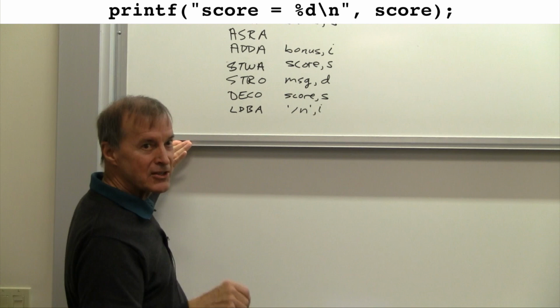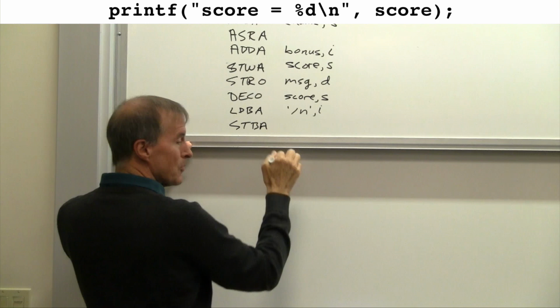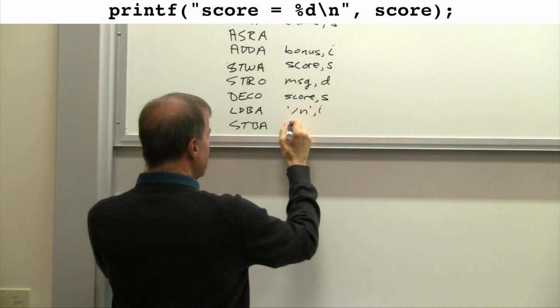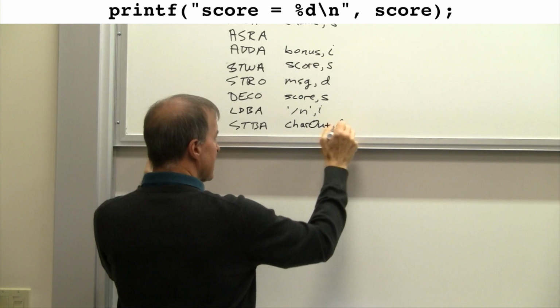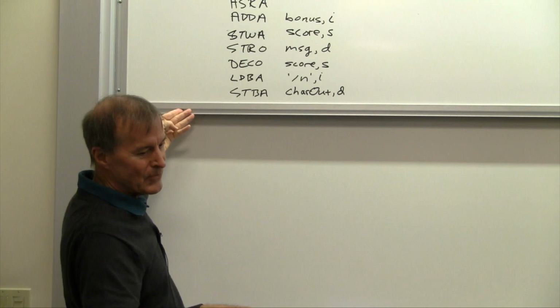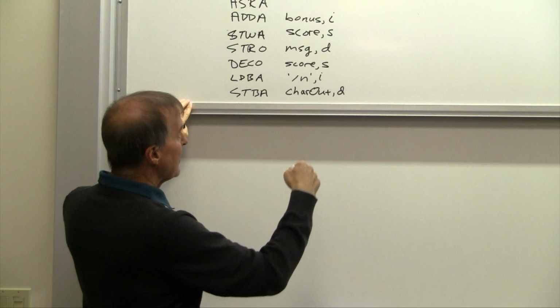Store byte accumulator to where? The memory-mapped I/O? Remember that? Char out addressing mode? Yes, that's how we got that character output. And now there's one more thing, and we're not going to return zero, but there's one more thing we need to do to make this clean. We pushed that stuff onto the runtime stack. Now what's the last thing we should do?